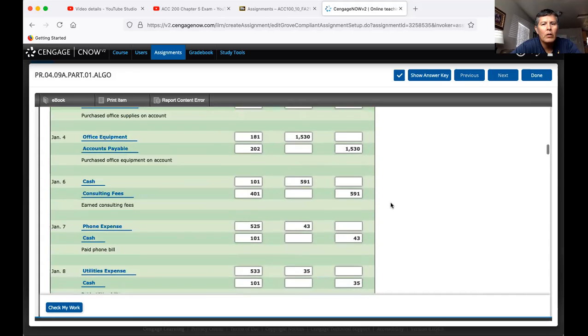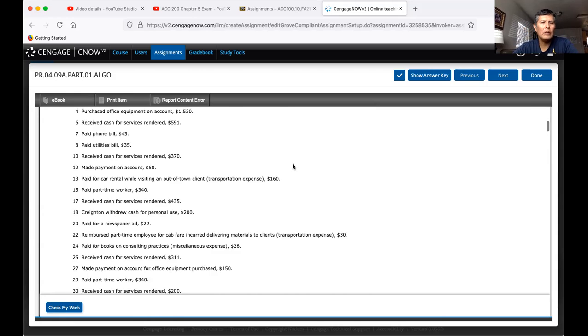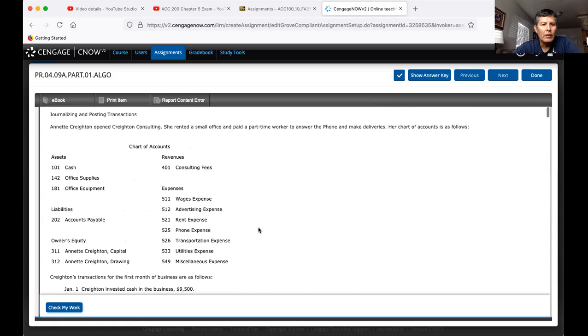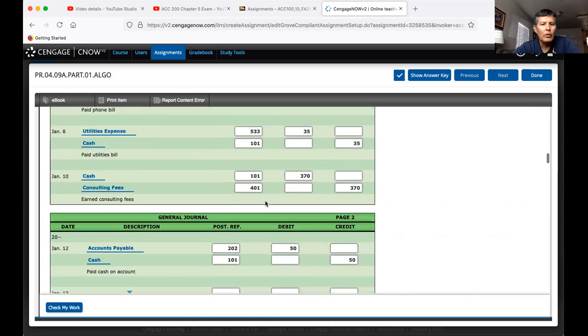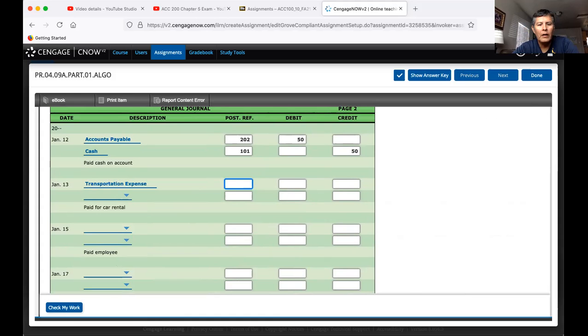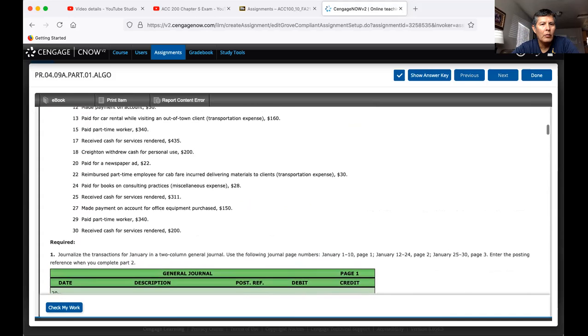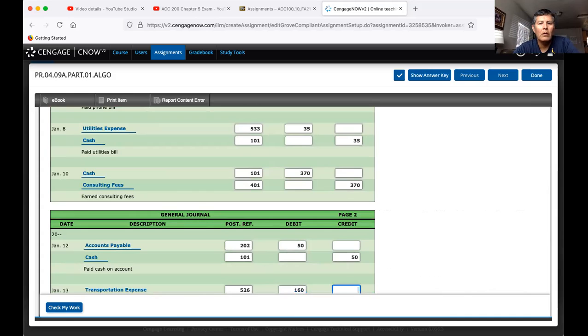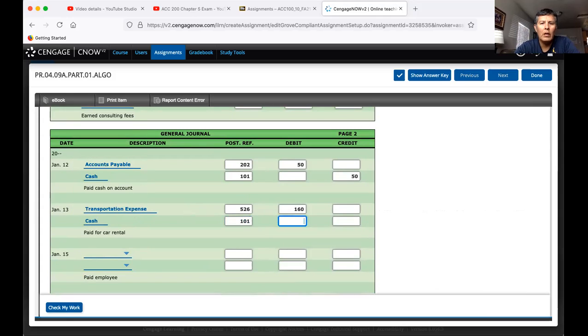So let's go back up to look at our transactions. So now the 13th, paid for a car rental while visiting an out-of-town client, transportation expense of 160. So transportation expense, let's look at our code, 526. And we paid cash on it. So this will be transportation expense, 526, 160. Okay, and this will be cash, 160.